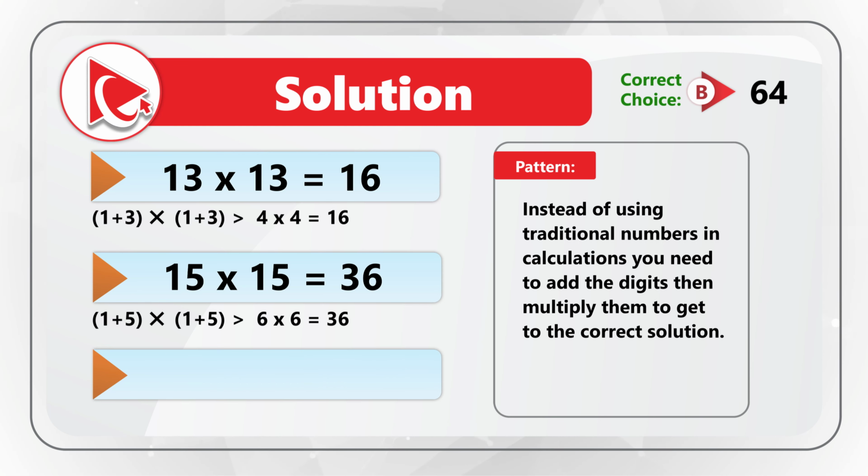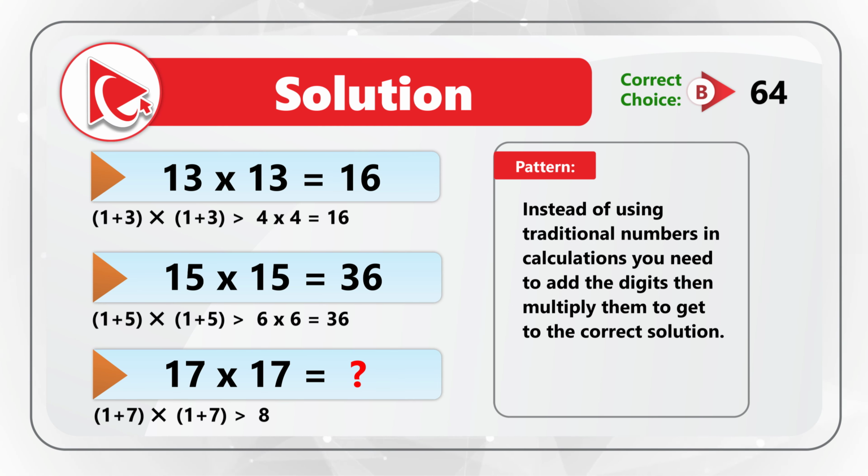To calculate the final expression, you need to add 1 plus 7, which would be equal to 8, multiplied by another expression 1 plus 7, which would be equal to 8. 8 multiplied by 8 would be equal to choice B, 64. What was your experience solving this challenge?